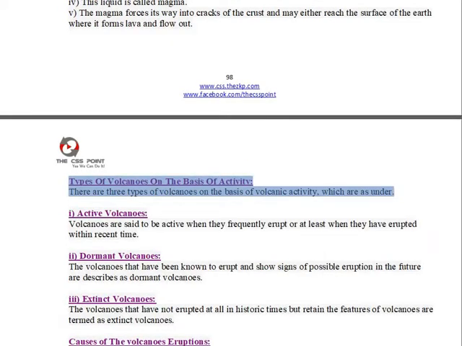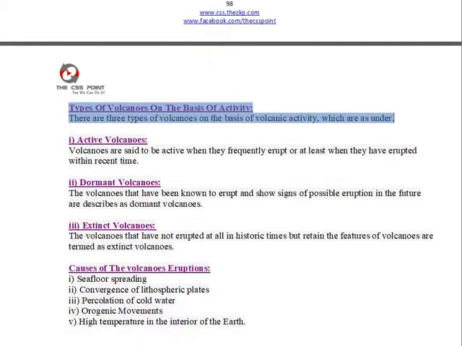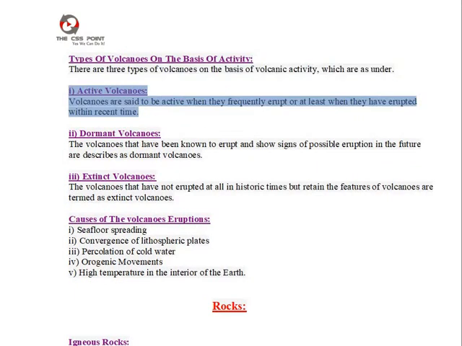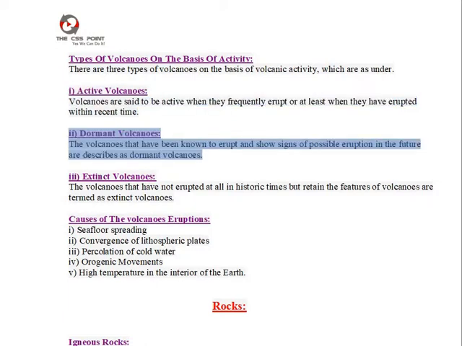Types of volcanoes on the basis of activity. There are 3 types of volcanoes on the basis of volcanic activity, which are as under. 1. Active volcanoes. Volcanoes are said to be active when they frequently erupt, or at least when they have erupted within recent time. 2. Dormant volcanoes.